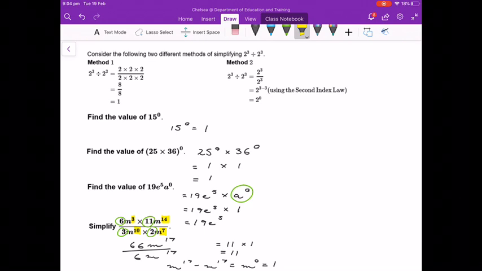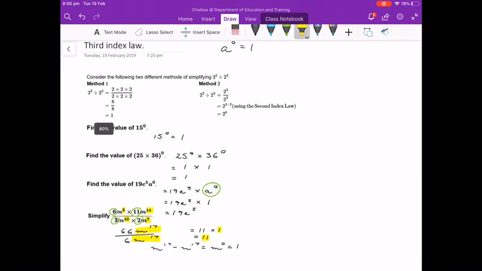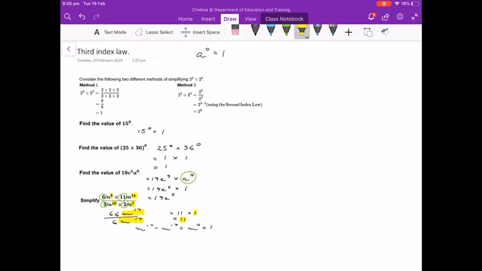So another tip, if you have the same indices on the top and bottom, you know that answer is going to be a 1. And when we multiply a number by 1, it cancels itself. And that is how you use the third index law, a to the power of 0 equals 1.